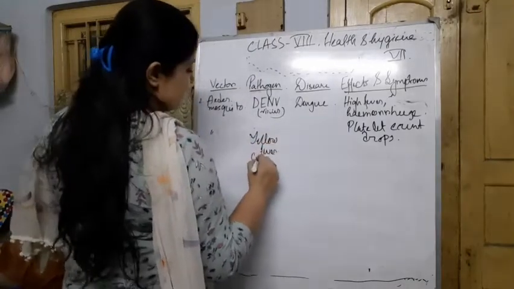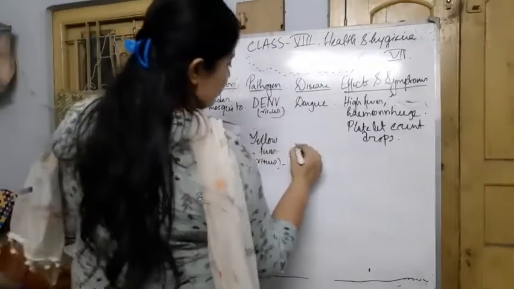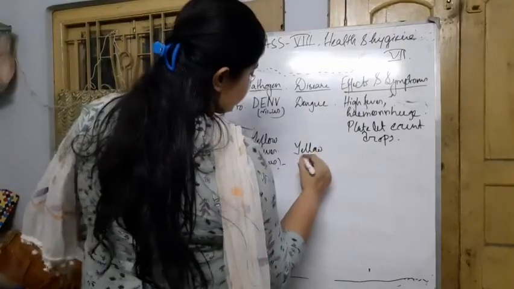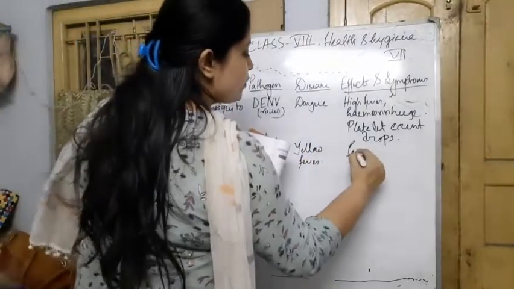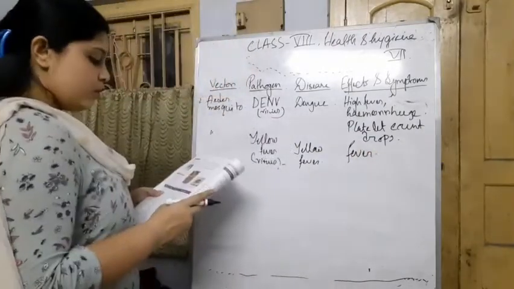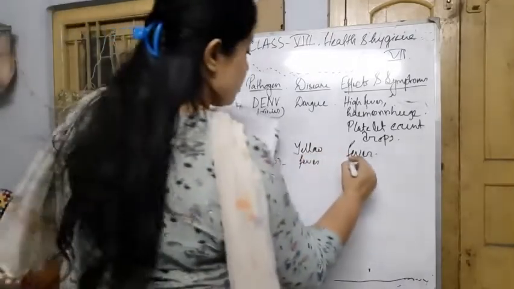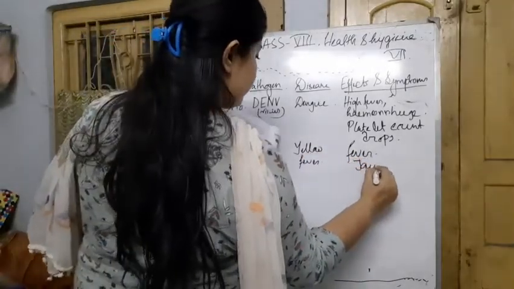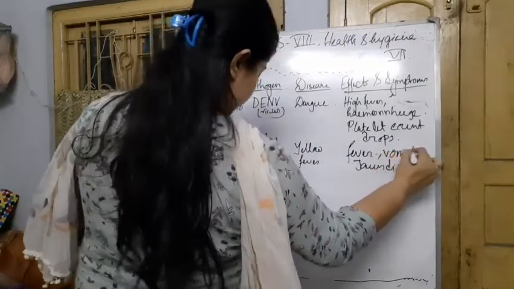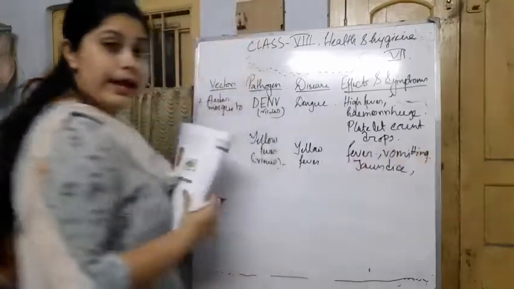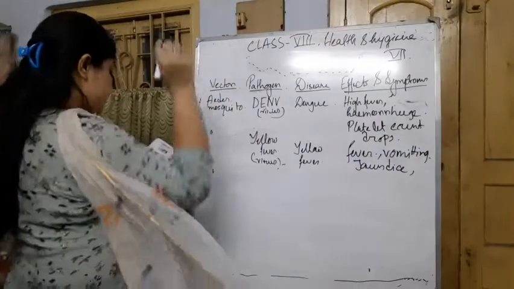It is also a virus, and the disease is called yellow fever. Here the fever is more common. And why is this called yellow? Because a yellow pigmentation can be seen all over the body, which is also called jaundice. And severe vomiting is common.